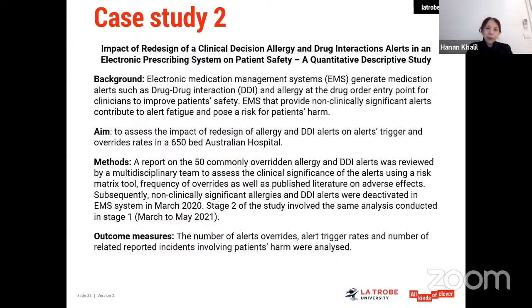They also looked at the frequency of overrides and based on the literature on adverse events. So that team, which included pharmacists and doctors, looked at all of that, and they managed to have a list of alerts that are clinically important, put them back into the electronic healthcare system, and deleted all the other alerts that were not necessary.